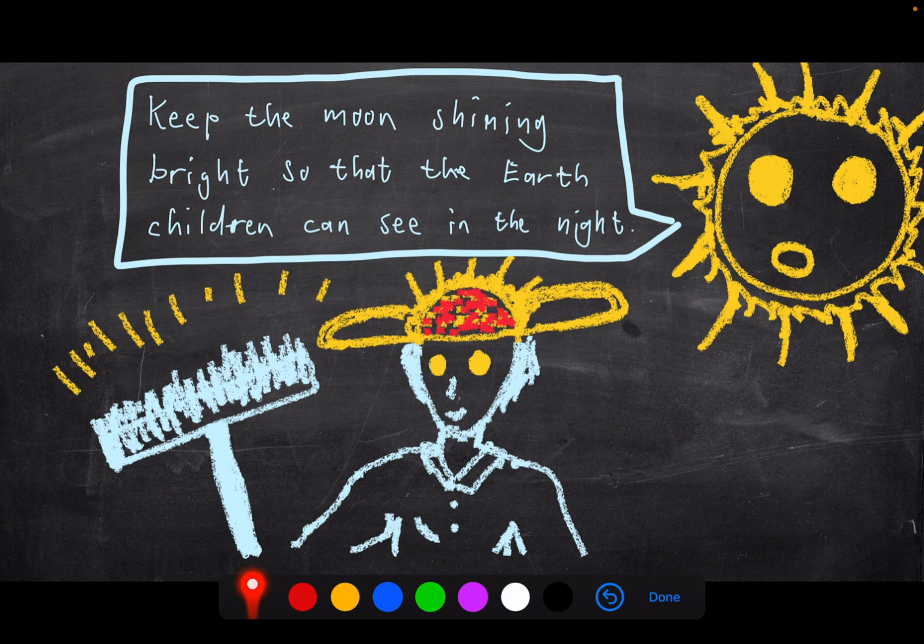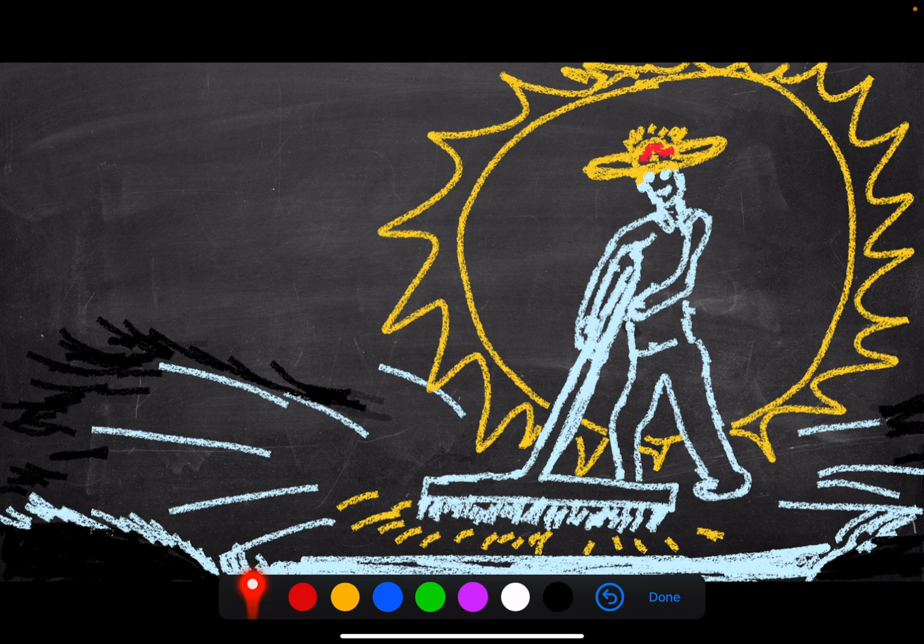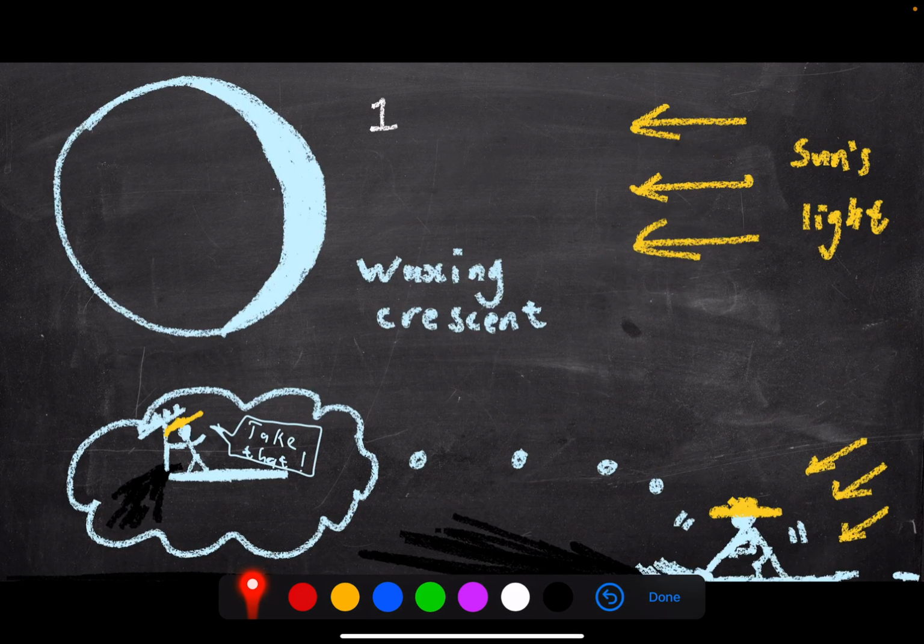The moon sweeper was thrilled at his job and began sweeping immediately. The moon sweeper started on the side with the sun behind him, and began sweeping away the shadows vigorously. Shoo, shoo, shoo. As the moon sweeper swept away the shadow, after 3.5 days, the Earth children could see this shape on the moon. Do you recognize this shape?